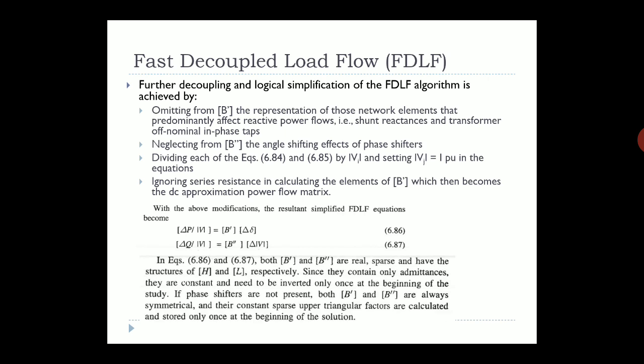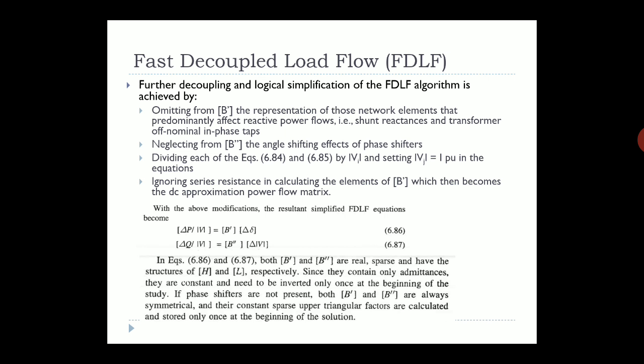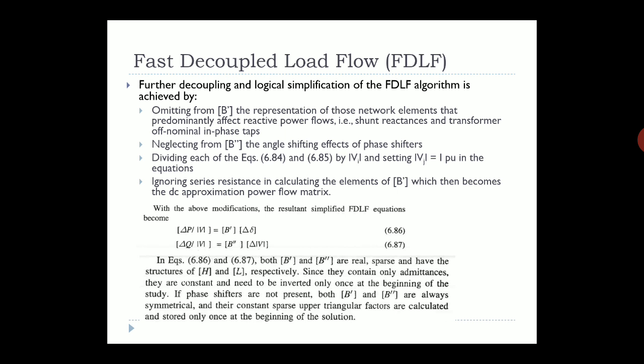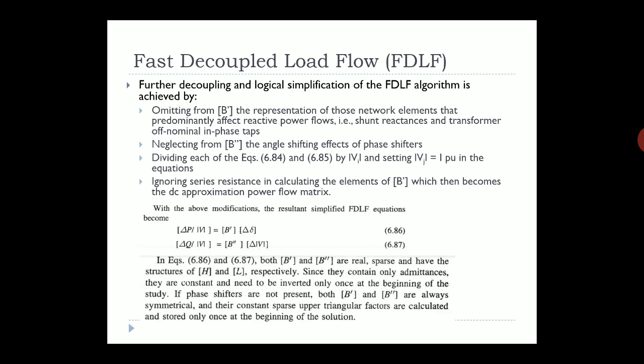Now if we divide each of these equations 6.84 and 6.85 by Vi, and set Vj equal to 1 pu in the equations, we get those elements in per unit. So ignoring the series resistance in calculating the elements B', which then becomes the DC approximation of the power flow matrix, in this sense we have a much more simplified equation. So you can see the previous equations of delta P and delta Q now become equations 6.86 and 6.87. So this is the fast decoupled load flow method.